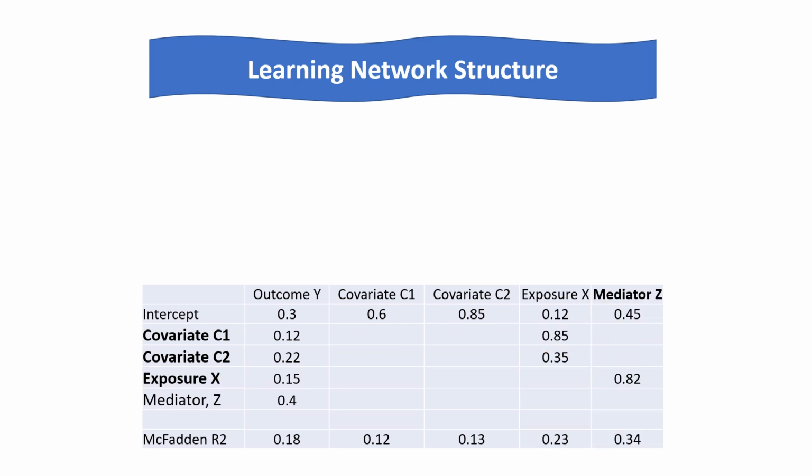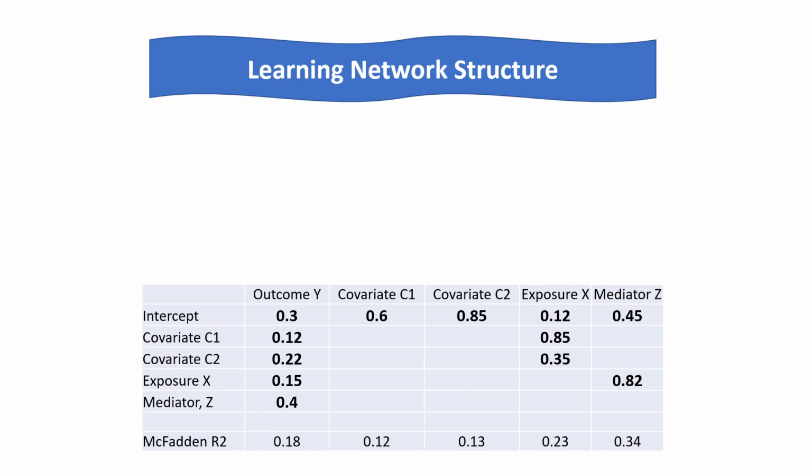In the next regression, the mediator Z is regressed on the 2 covariates and the exposure variable. All 3 variables occur before the mediator, but only the exposure variable has a non-zero coefficient. The covariates' coefficients are 0 and not shown.